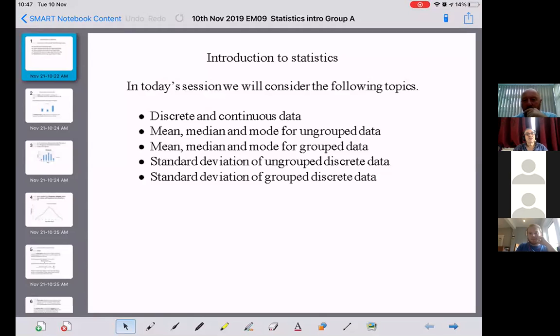Let's go. So what we're doing today is introduction to statistics. We're starting on learning outcome 2, and we're going to look today at what the difference is between discrete and continuous data, mean, median, mode for ungrouped data, which is pretty much GCSE statistics, although we do some group stuff on there as well, mean, median, and mode for grouped data, and standard deviation for both ungrouped and grouped discrete data. All right, so that's the plan for this morning's session.